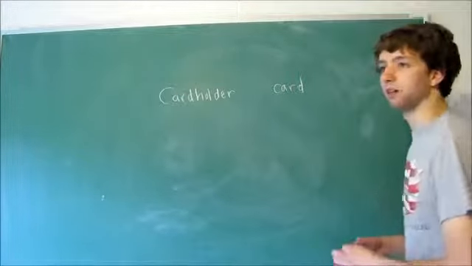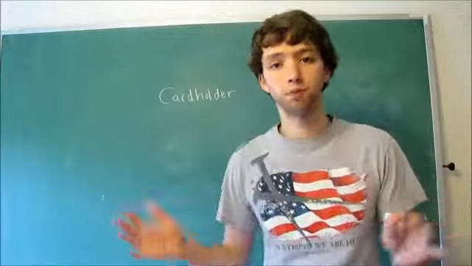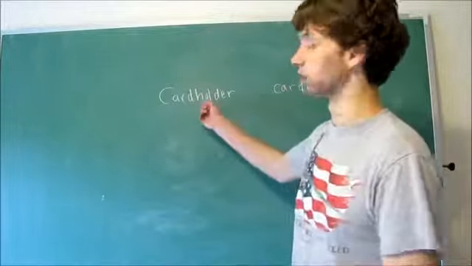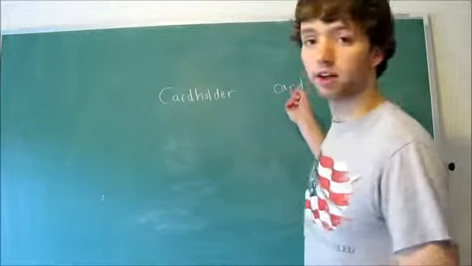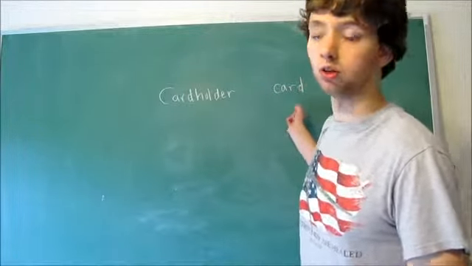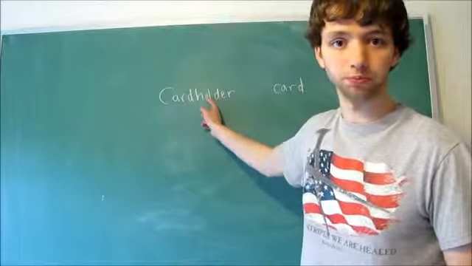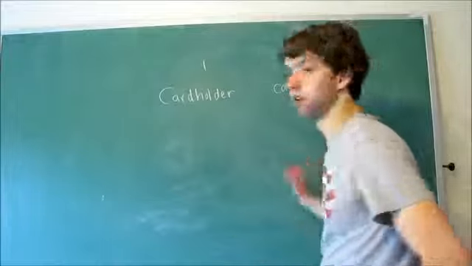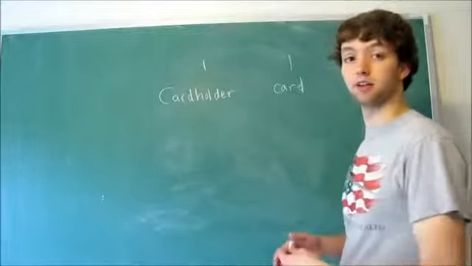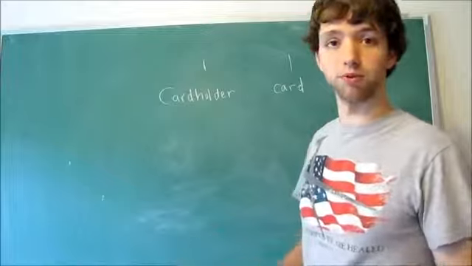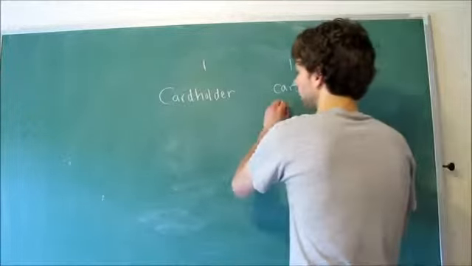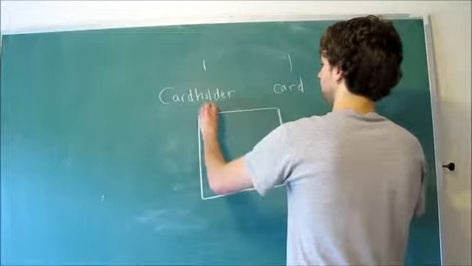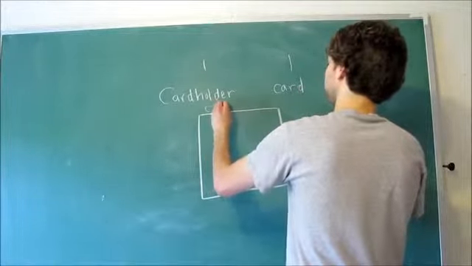Alright, now let's just say this company only allows you to have one credit card. So this card holder can only have one card, and this card can only be owned by one card holder. That means we have a one-to-one relationship. 1 to 1. How would we store this in a database? Well, if we just went with the attribute thing that we talked about earlier, here's what it would look like. Here's our table, and I'm just going to list the columns. So we have the card holder table.